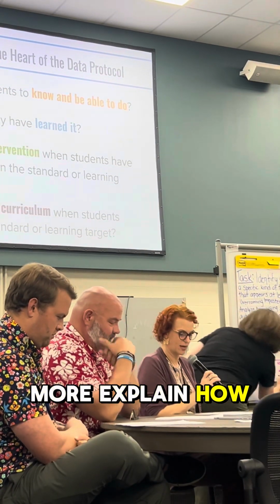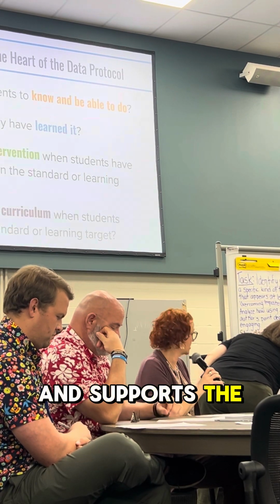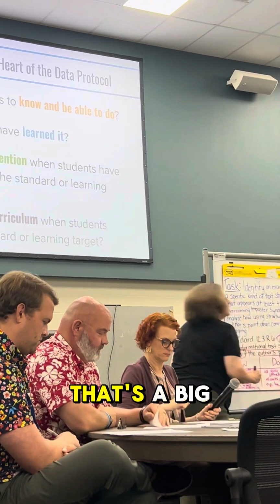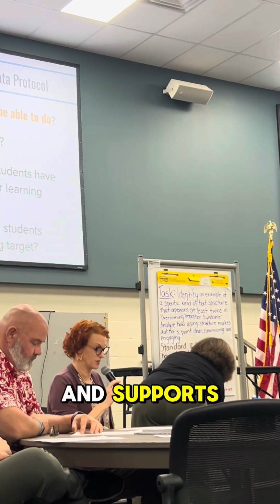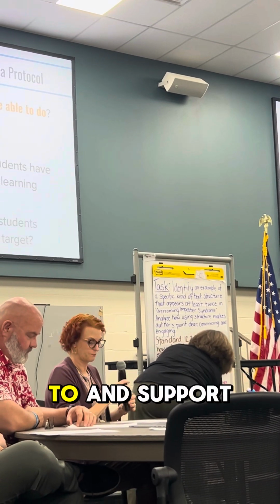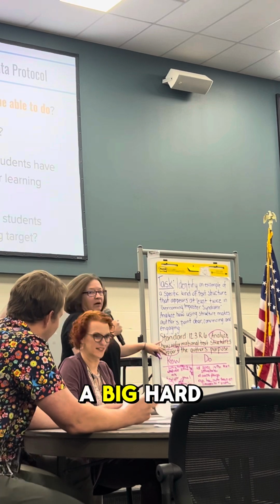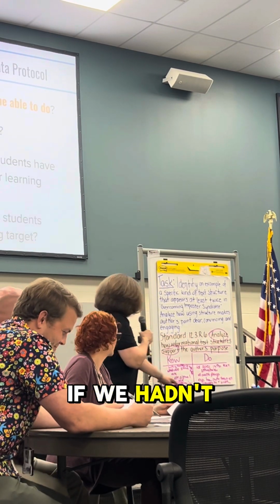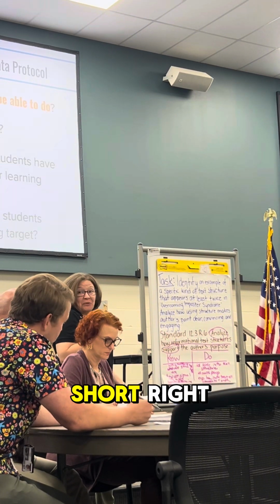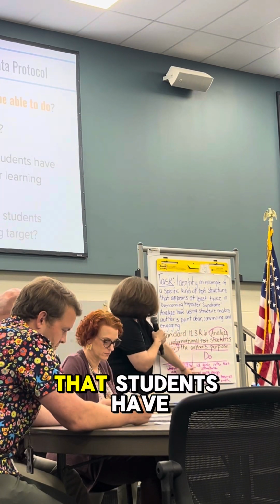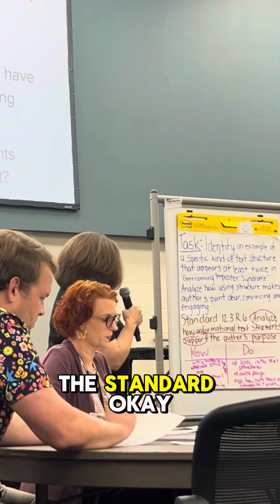Explain how informational text structure is connected to and supports the author's purpose. Oh, that's a big one. Connects to and supports the author's purpose. It is a lot. This is a big, hard standard, yeah? If we hadn't pulled it apart like that, I think I would have thought it was really simple because it's really short. But that's a lot that students have to do if they're mastering this standard.